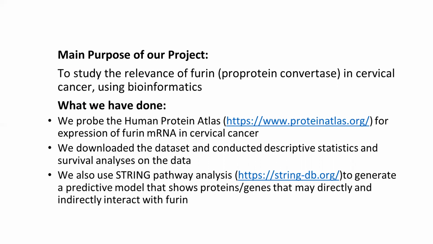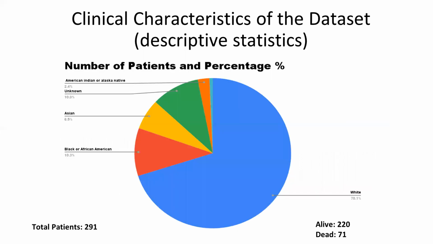What we have done so far is that we have collected some data sets from the Human Protein Atlas, and then we downloaded them and conducted some descriptive analysis. We also used the STRING pathway analysis, which is a website that generates a predictive model that shows the protein genes that may be directly or indirectly affected by furin.